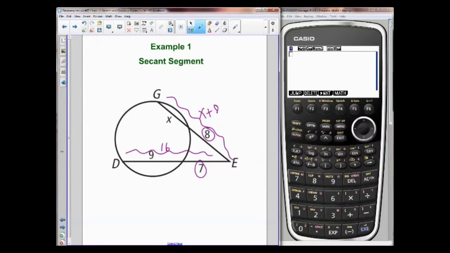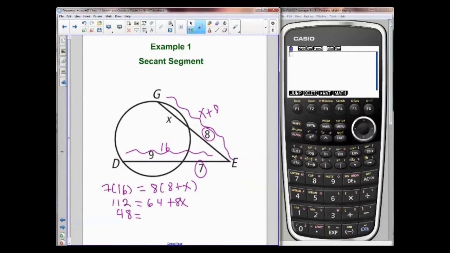So we just set up our algebra equation. We have 7 times 16 is equal to 8 times 8 plus x. All right, so we're just going to go ahead and knock this out. That's 70 plus 42, so that is 112. 112 is equal to 64 plus x. Subtract 64 from that, so that's 48. So we got 48 on this side is equal to 8x.